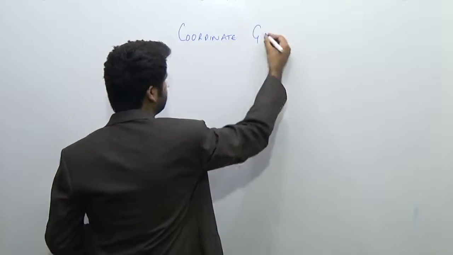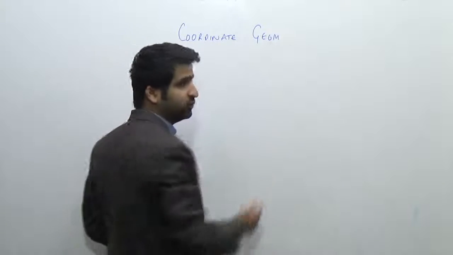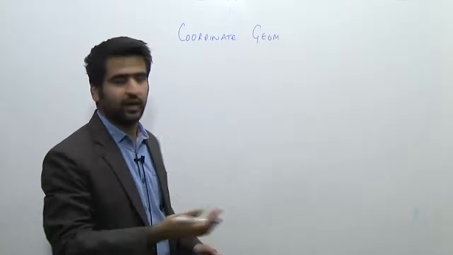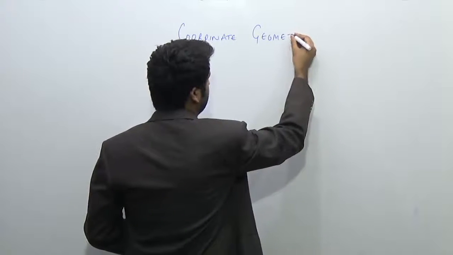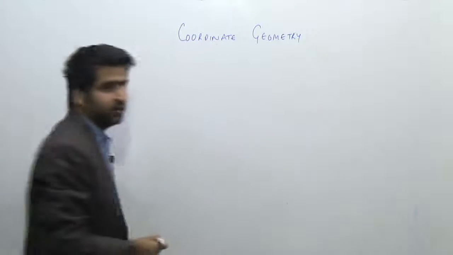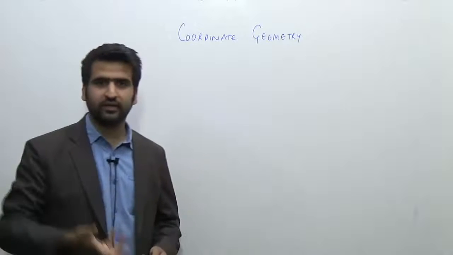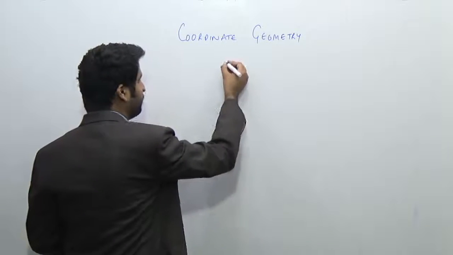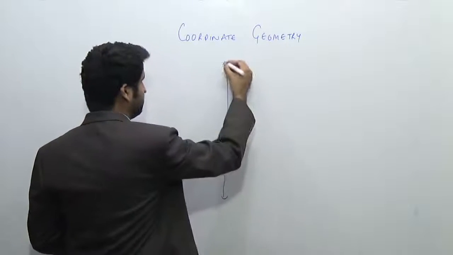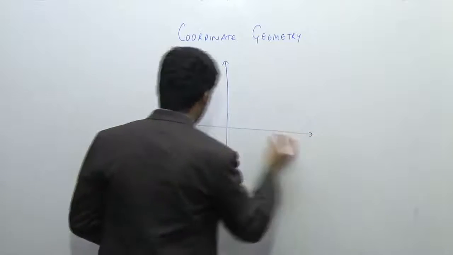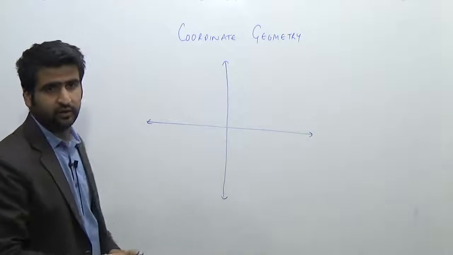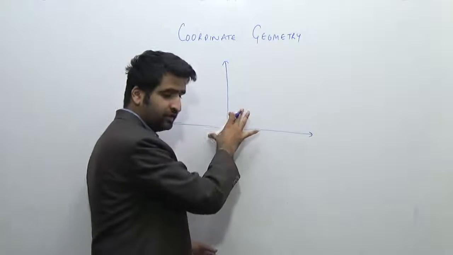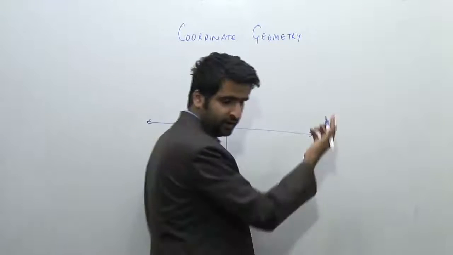So let's first do the basics before we jump to the straight lines and circles and other stuff. What are the basics we learned in our previous classes till 9th and 10th? We learned that we have quadrants. First, we have these axes. This is called the rectangular Cartesian plane. I will write it down here.